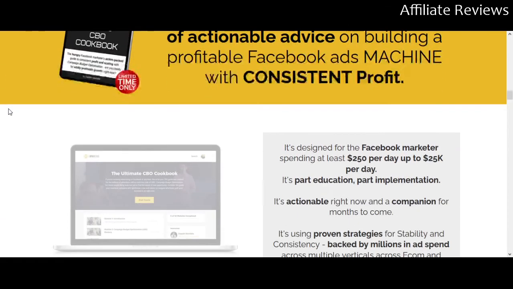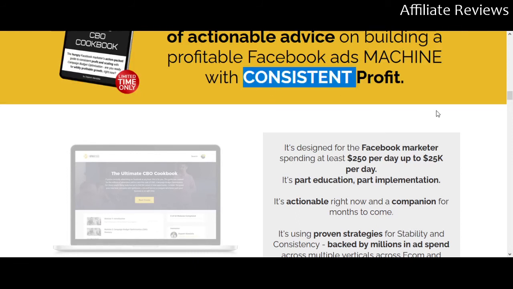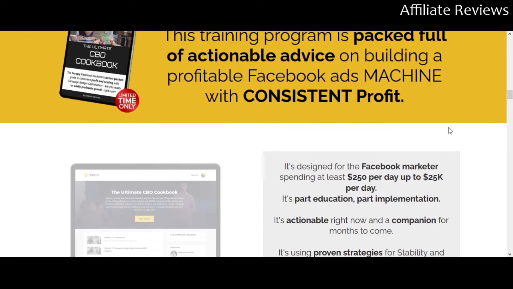Full of actionable advice on building a profitable Facebook ads machine with consistent profit. This is a big word because you can spend a huge amount of money once or twice and get a lot of views or a lot of bumps or a lot of activity. It's something else to get consistent and profit. Okay, you don't just want people to look at your Facebook ad.